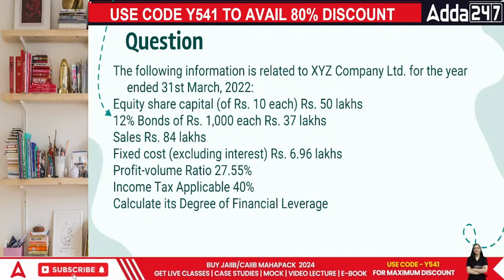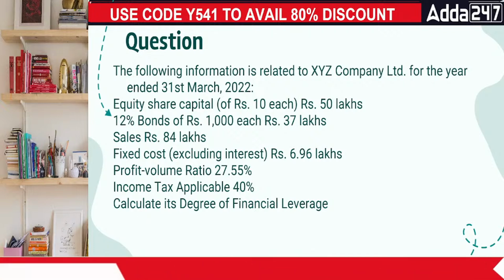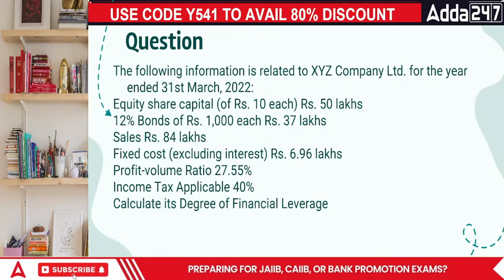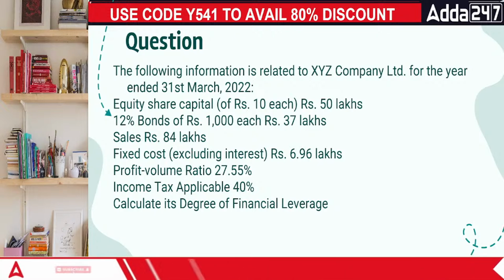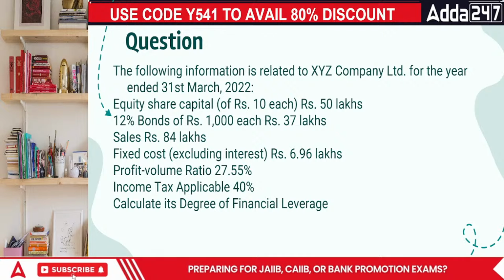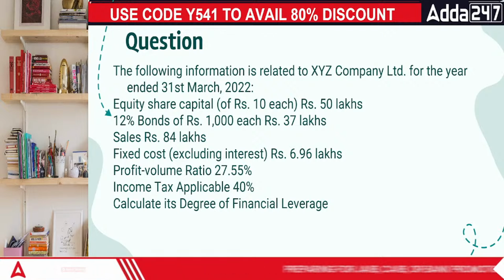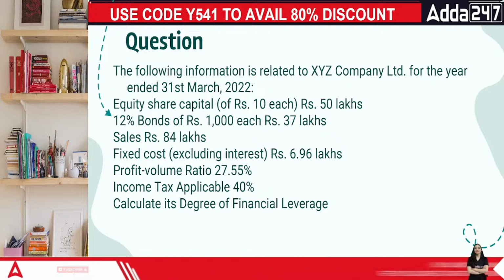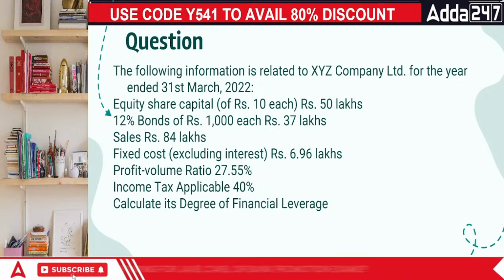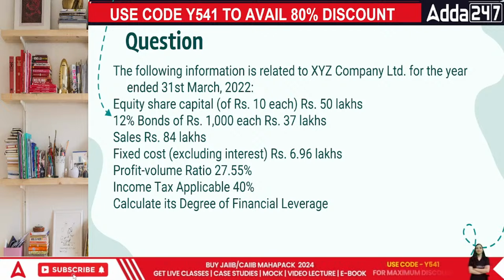Next question, it requires a little work there. The following information is regarding the XYZ company for the year ended 31st March 2022. The equity share capital is 50 lakh, 12% bonds of 1000 each, 37 lakhs. Sales is 84 lakhs, fixed cost is 6.96 lakhs excluding interest, and then we have the PV ratio given and income tax is given.